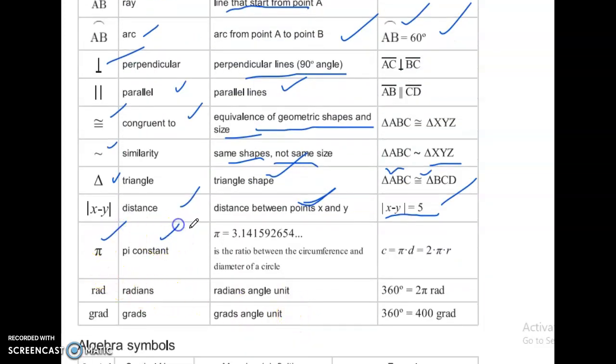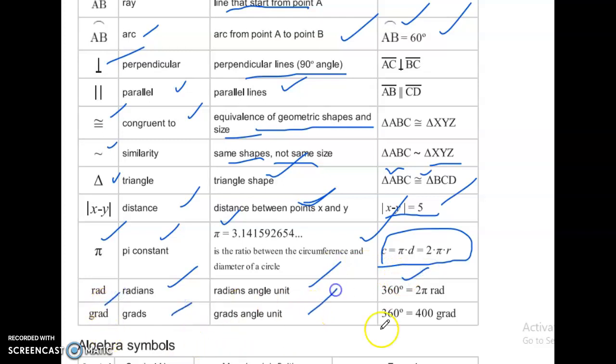Pi constant: 3.141592654 is the ratio between the circumference and the diameter of a circle. C equal to pi D equal to 2 pi r. Radians, angle unit: 360 degrees equal to 2 pi rad. Grades, angle unit: 360 degrees equal to 400 grade.